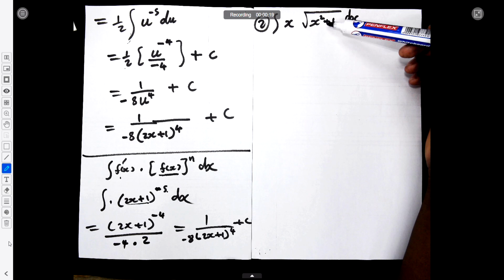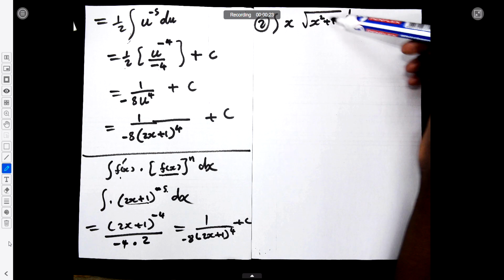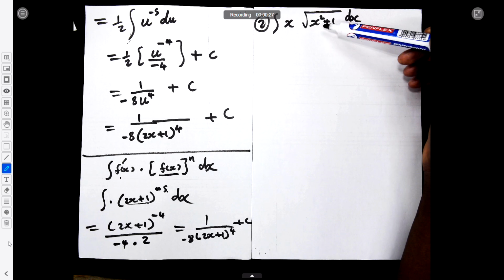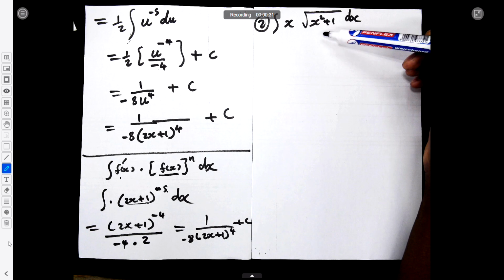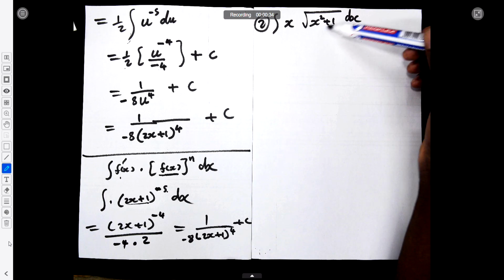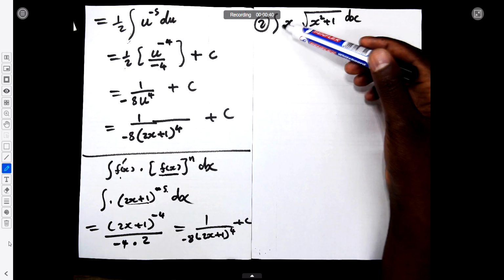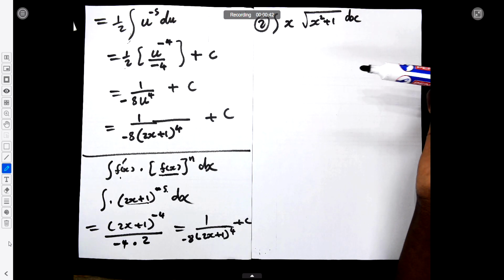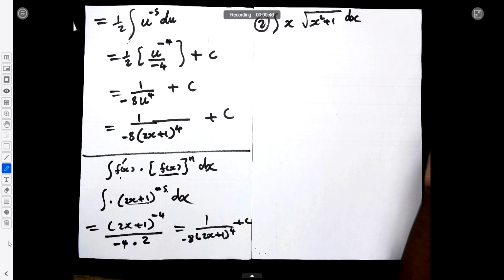Between the two functions in the product, which one might we have differentiated to get the other? Did we differentiate x to get something inside the root? No. But we can differentiate what is inside the root and get what is outside. And I hope you see that the derivative of x squared plus 1 is 2x. There's a factor which is missing there, which is 2. So we'll have to divide by that factor if we're using inspection.